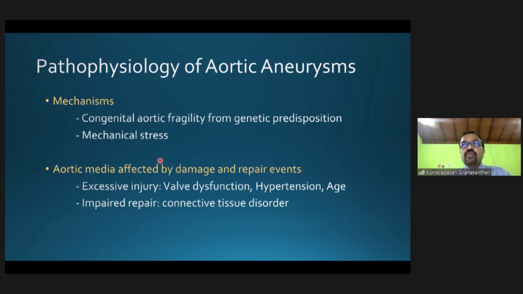Usually there are always damage and repair events occurring, but in some patients there is excessive injury, which could be because of valve dysfunction, hypertension, or age-related degeneration. Or there might be causes of impaired repair, where there is an underlying connective tissue disorder.